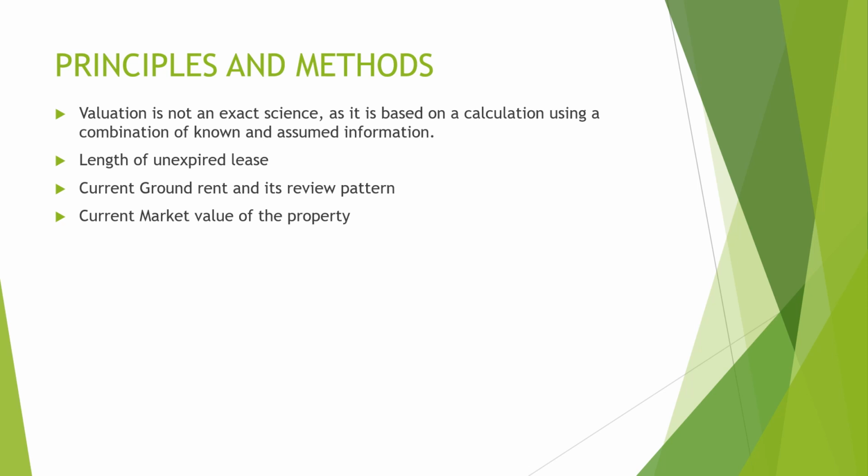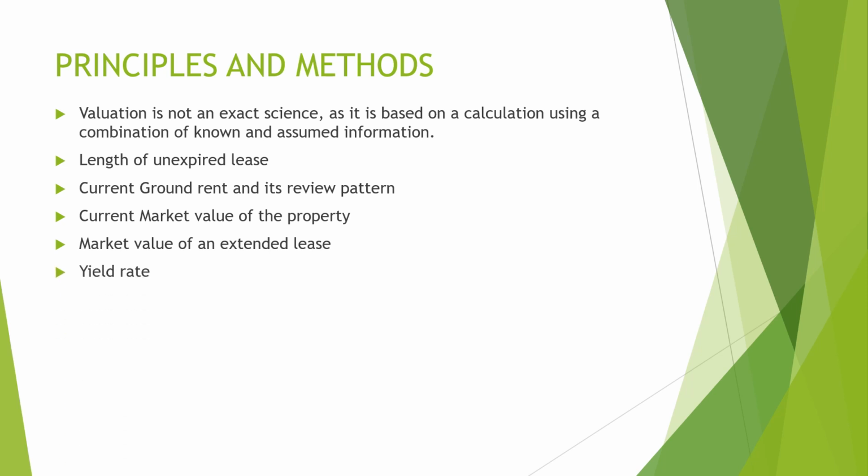Then we also look into the property's current value. We see what the current value of this property is with the unexpired term, so we first work out the existing leasehold value. And of course, we also have to work out what the same property would be worth if it had an extended lease. So we have to work that out as well.